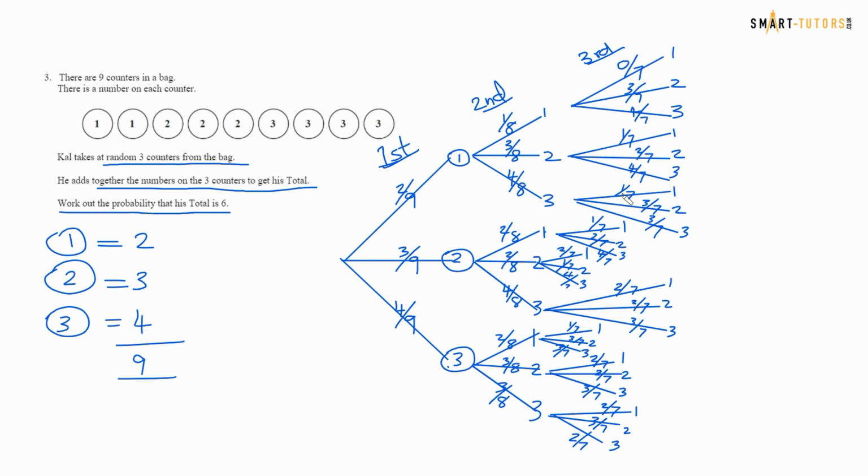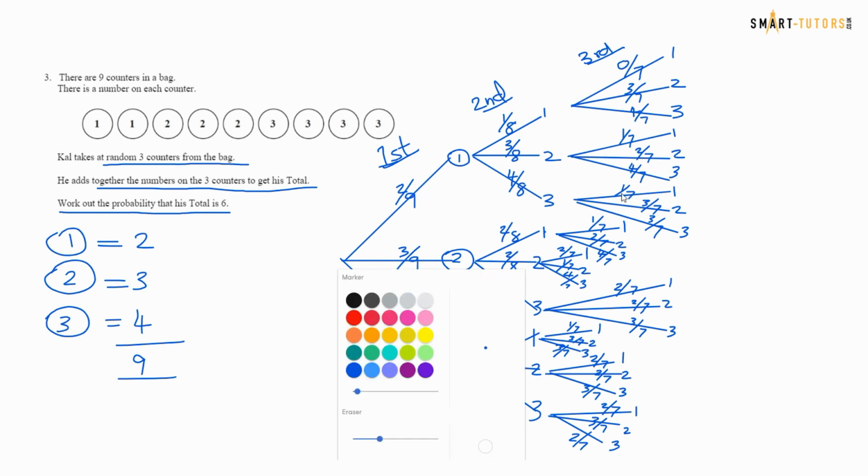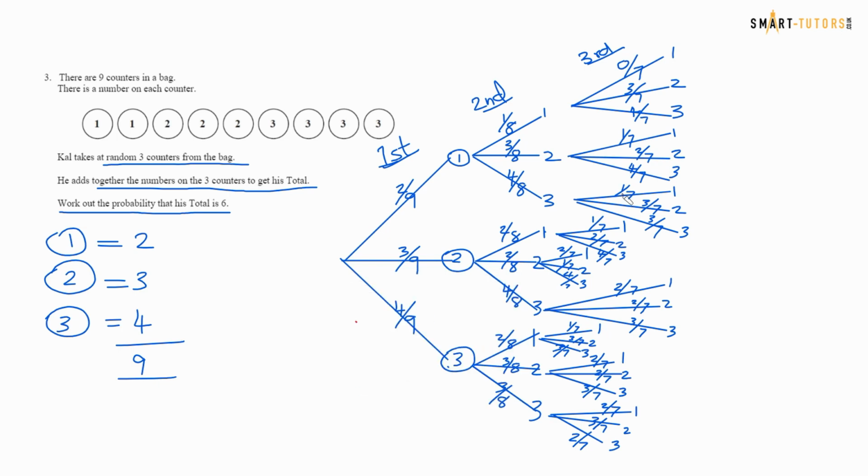If you want the probability of 6, I'll change it to red color. So adding 1 plus 1 is 2, 2 plus 1 is 3, 1 plus 1 is 2, 2 plus 2 is 4, 1 plus 1 is 2, 2 plus 3 is 5. So nothing will come here. 1 plus 2 is 3, and 3 plus 3 is this one.